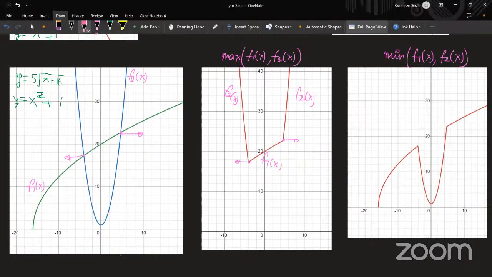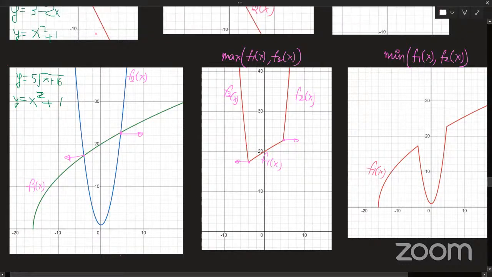Similarly, this is the minimum. So it is f1 of x. Between these two intersection points, it is f2 of x. And on the right side, it is f1 of x again.